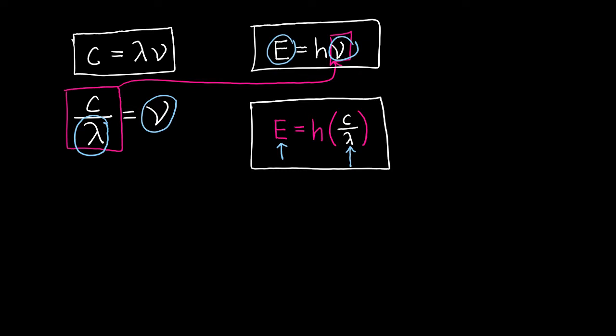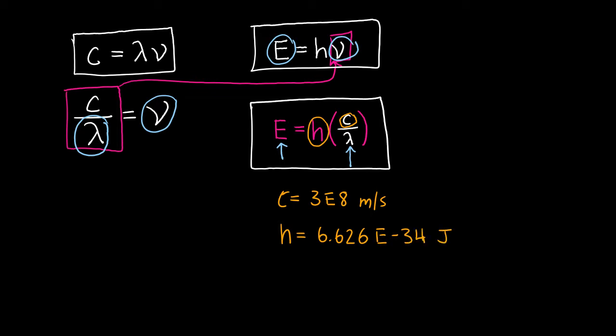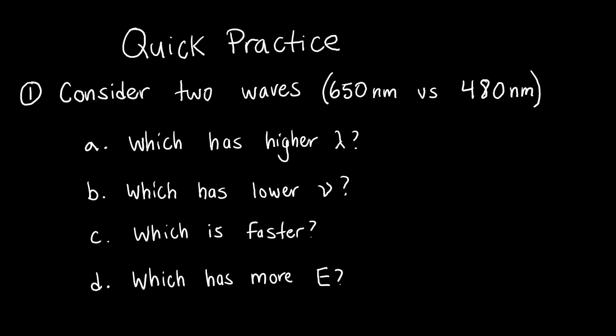When given this equation, remember that c and h are both constants. c, the speed of light, is 3 times 10 to the 8th meters per second. h, Planck's constant, is 6.626 times 10 to the negative 34th joule seconds. The units do cancel out. For our quick practice, we're not going to do any actual calculations. We're just going to think about the equations and their relative relationships.